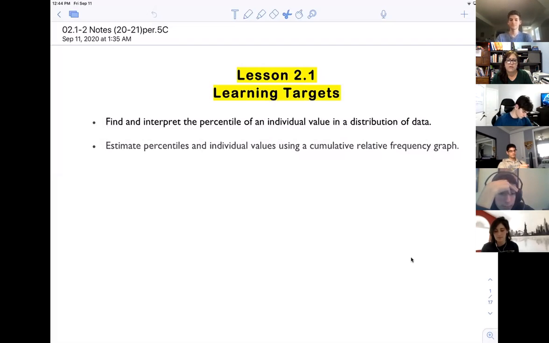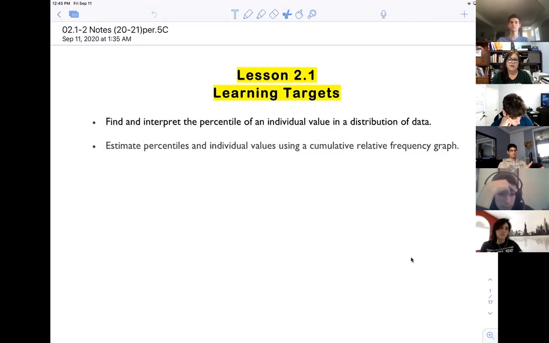The first learning target says, find and interpret the percentile of an individual value in a distribution of data. I know you guys are very familiar with percentiles because all of your standardized testing comes back in terms of percentile. So I know you've heard of it, and I know you have a fair understanding of what it means. We're going to go a little bit beyond what you know from your casual understanding of percentiles.